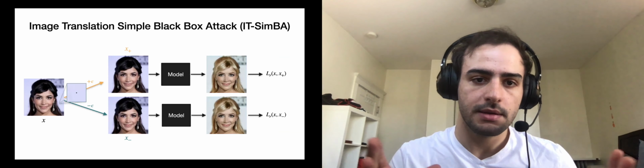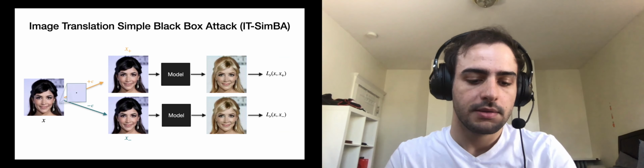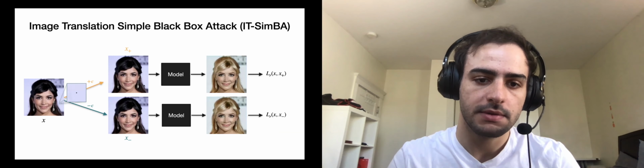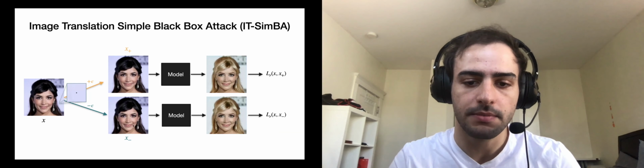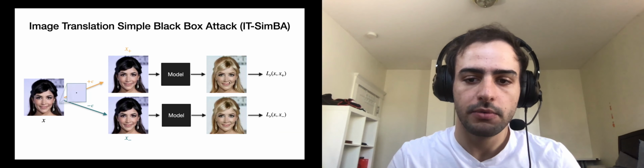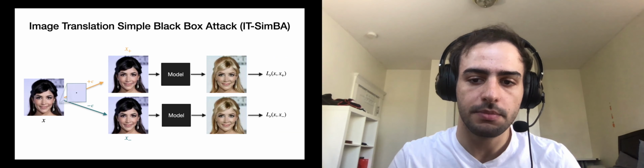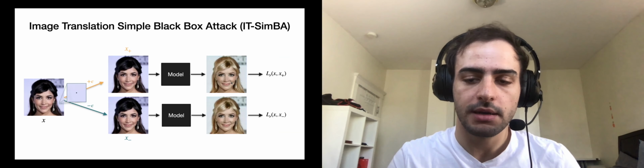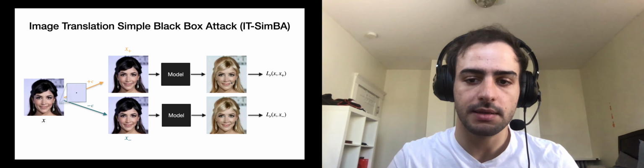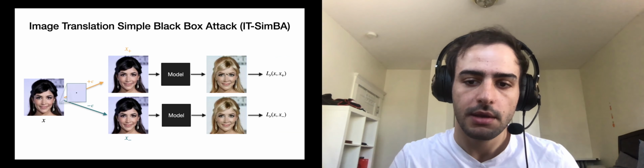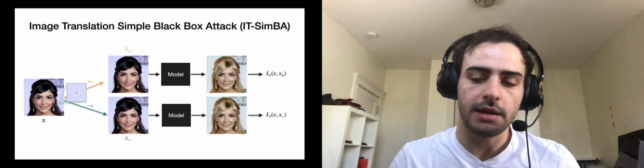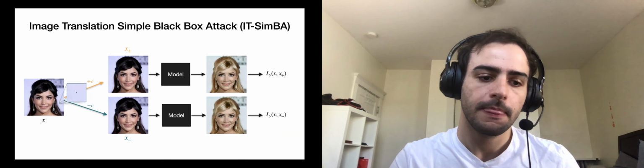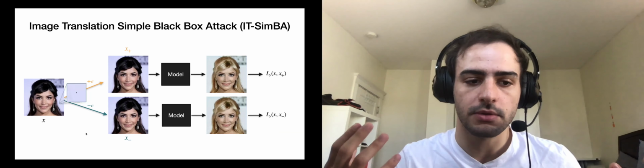We adapt this method to the image translation scenario. In this case, we have an input image, and we modify one pixel in the same way. Then we have this x plus and x minus, and we pass them through the image translation model. So now we have these output images. We compare these output images to the input image with a metric L, and we try to maximize this metric. It could be an L2 distance, for example. What we try to do is make this image as different as possible from this image. And this, in general, is going to increase the distortion in the output images.